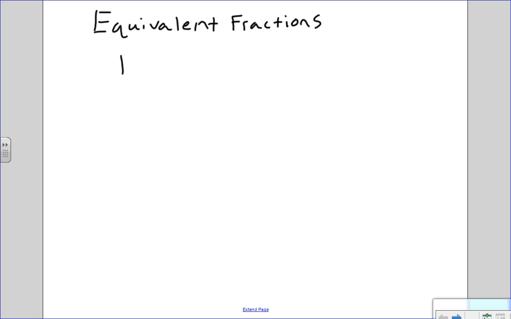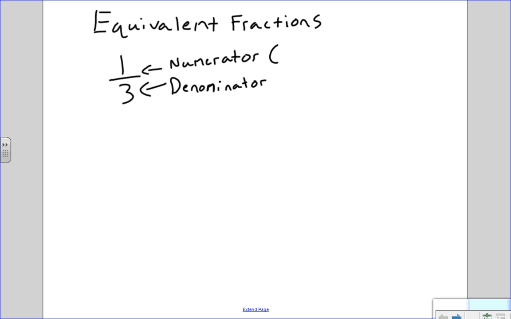So for example, let's take 1/3. In a fraction, we have, obviously, the top number is the numerator, and our bottom number is the denominator. Now the numerator is the number of parts that we have. So in this example of 1/3, we simply have one part.